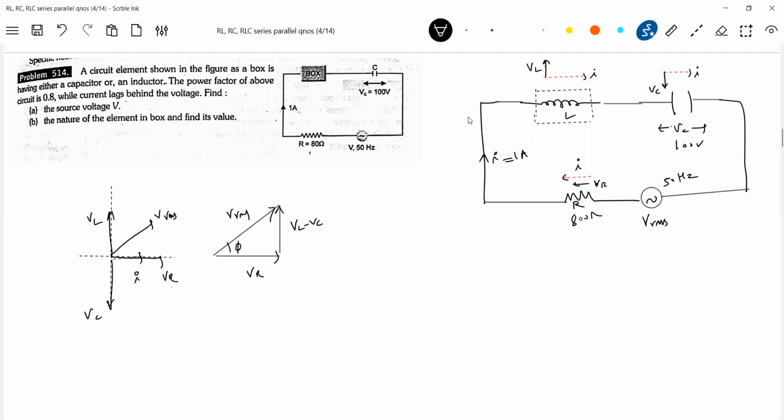Okay, now we don't know anything about VL here, no? This is VL. We don't have information of VL. Let's come for VR: do we know VR? Applying Ohm's law across individual elements, VR is equal to I into R.